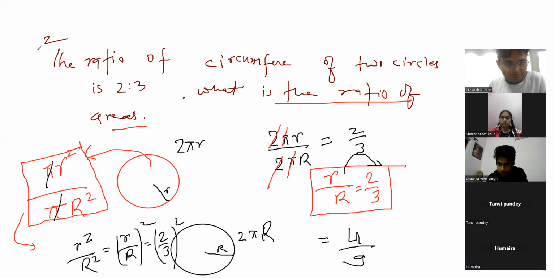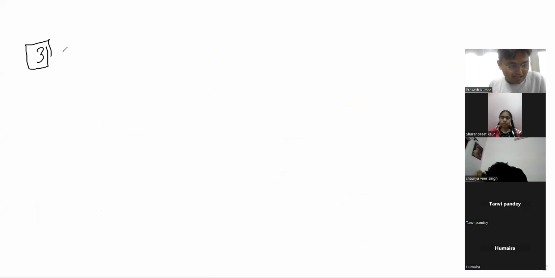Question number 3. The copper wire, there is a wire, which when bent in the form of a square, encloses an area of 484. Who has tried this question number 3? This one is question number 3. So we have a wire.